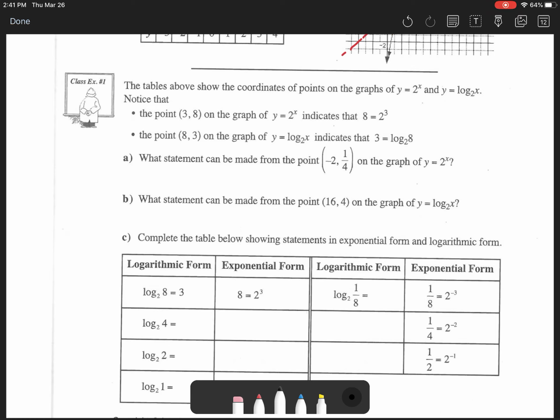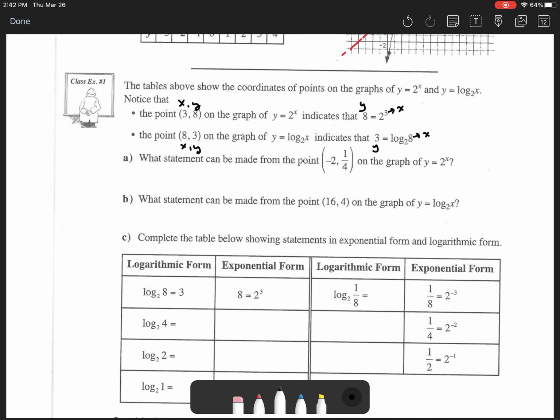Now, it says the tables show that the coordinates of the points on y equals 2 to the x and y equals log base 2 of x. Notice that the point (3, 8), so this is an x value, this is a y, on the graph of y equals 2 to the x indicates that, so there's that y value, and here is the x value. I'm just inputting the x and y coordinates into the equation. Then they switch the x's and the y's. So this is now the x, and this is the y, which means I'm going to discuss the inverse function, log base 2 of x, and again, there's the y, and log base 2 of x, so the x value this time was 8.